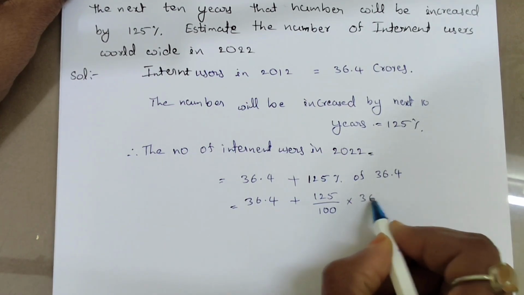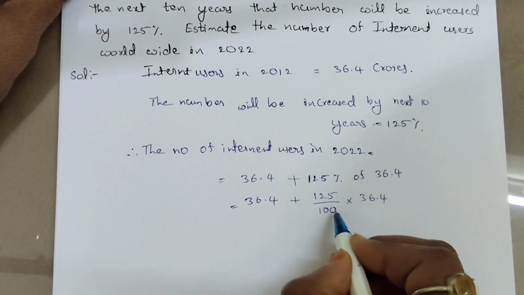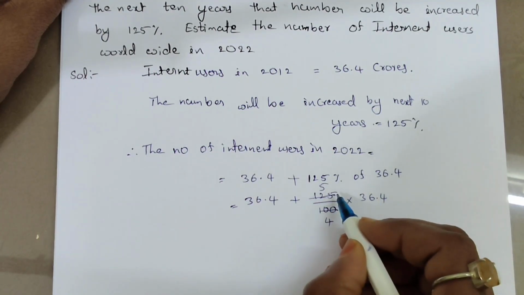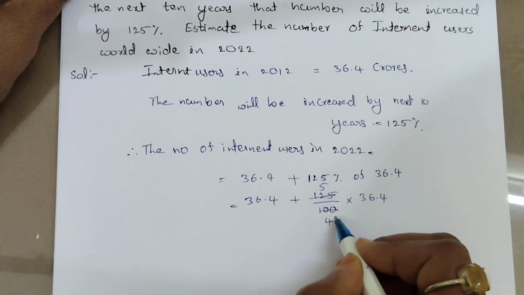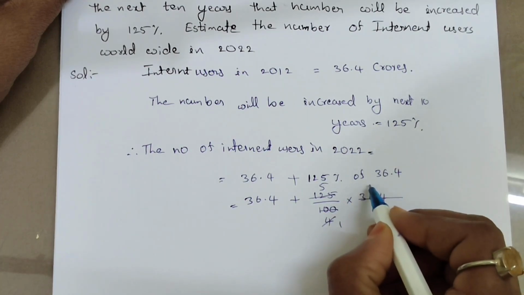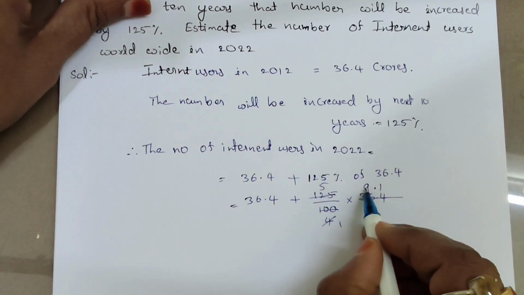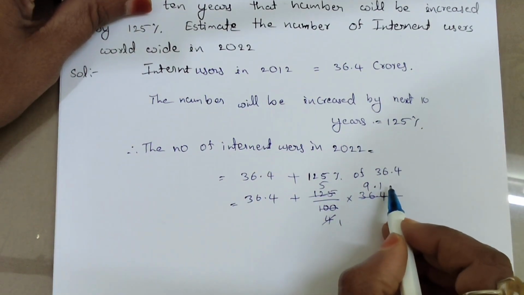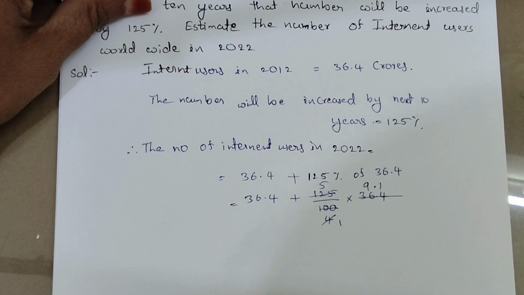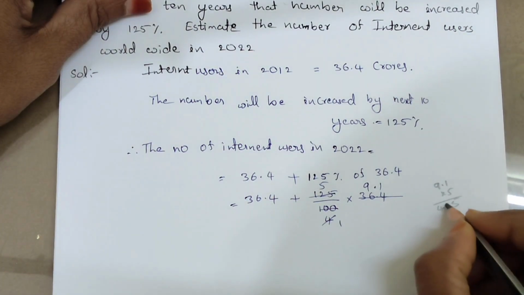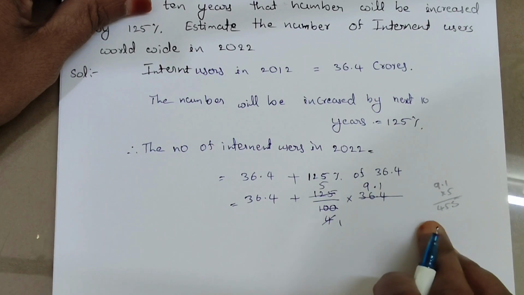So into 36.4. Here first we use the 25 table: 25 4s are 100, 25 5s are 125. Again we take the 4 table: 4 1s are 4, 4 9s are 36. So 5 into 9.1. We use multiplication: 5 9s are 45. Here 45.5 is the product.